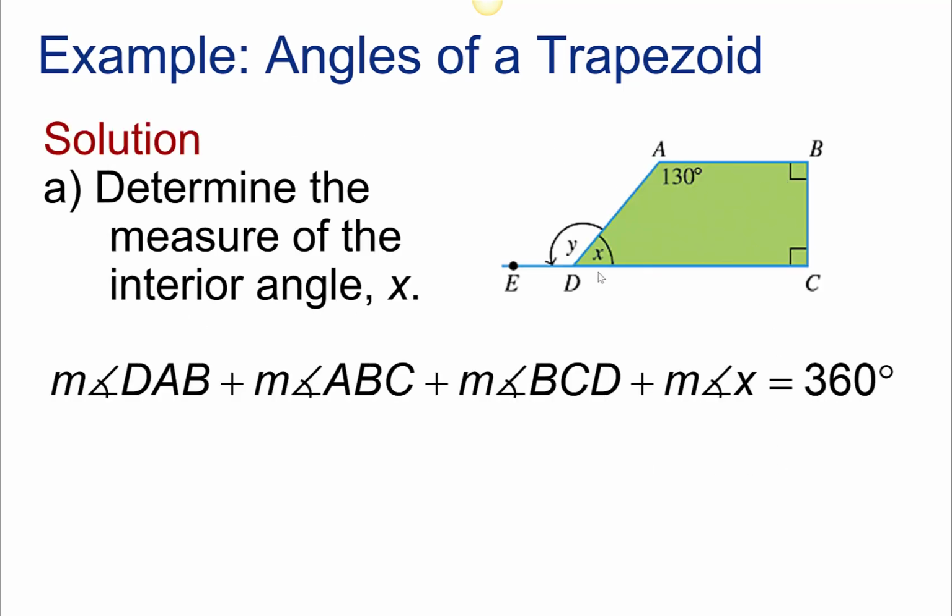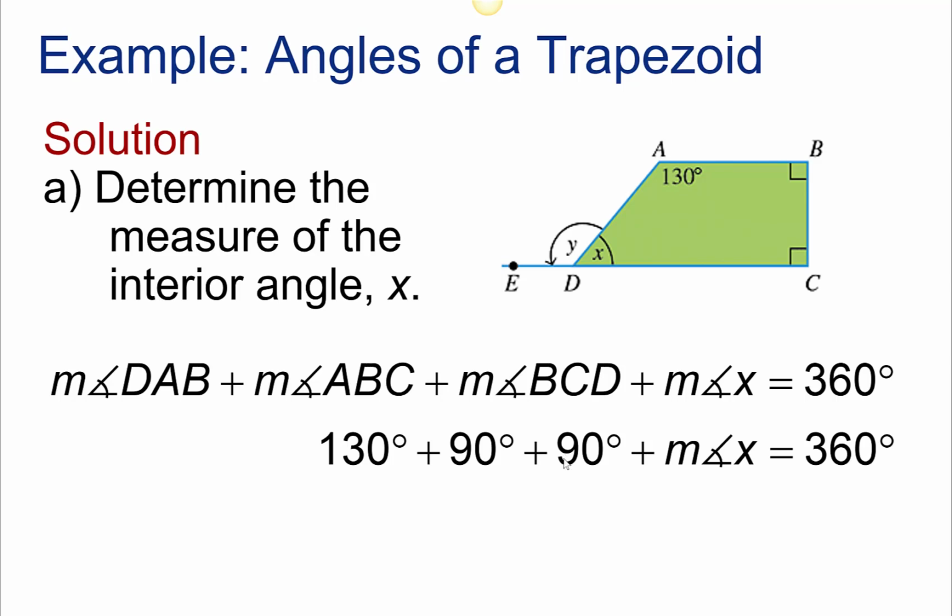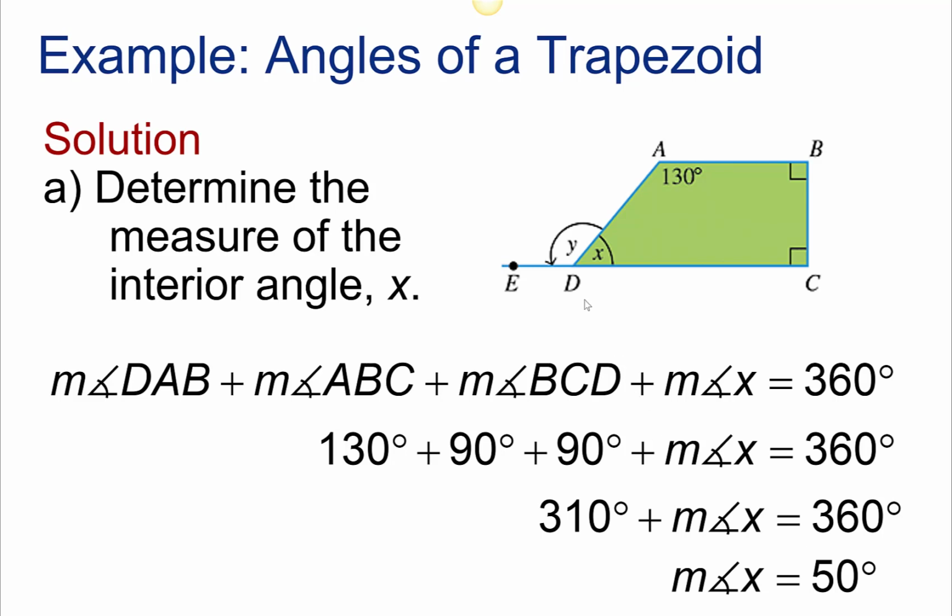We know that the sum of the angles in a quadrilateral has to be 360 degrees. So we have two right angles here. We know those measures, and we know the measure of this one. This is the one we're trying to find. So if I substitute in the measures of the angles I know, and simplify on the left side, then subtract the 310, we get that the measure of angle x must be 50 degrees. Now, how do I find the measure of angle y?